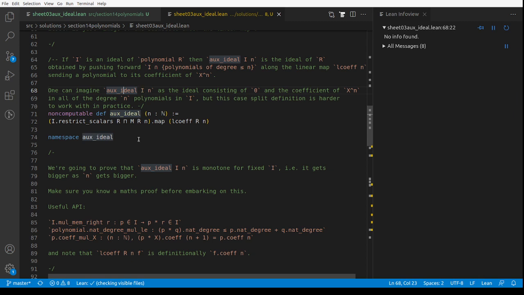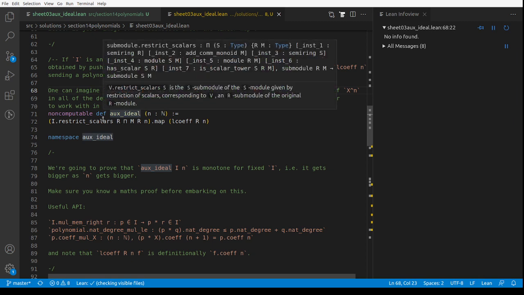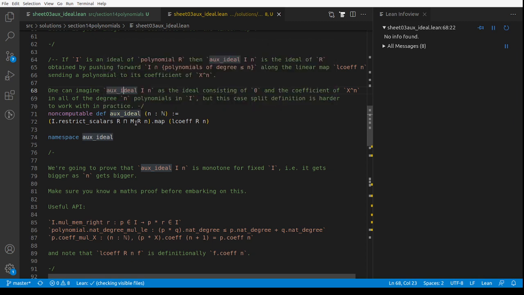So it's not immediately obvious why that's an ideal, but you can rewrite it. I is an ideal of the polynomial ring, so I is an Rx submodule of Rx, but you can think of it as an R submodule of Rx. That's what this restrict scalars is. And then you can intersect it with the polynomials of degree at most n, and that gives you an R submodule of Rx. And then you look at the image of that R submodule under the coefficient map.